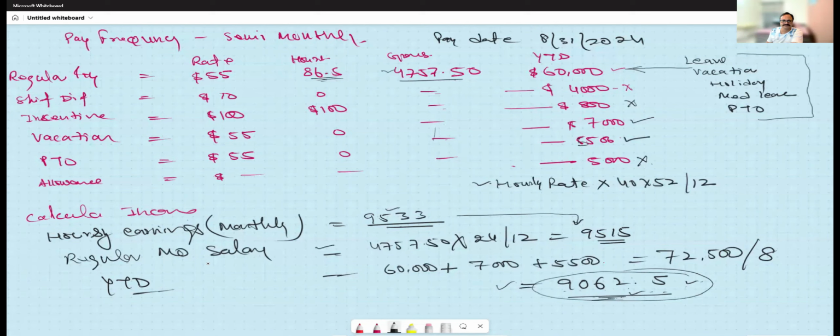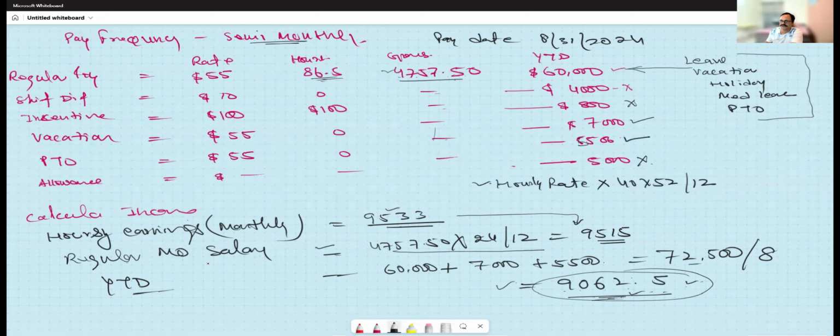Sir, can you just show the second one for one second? The regular monthly salary? Yes, that one. 4757.50 into 24 divided by 12. 24 because this is semi-monthly, right? Yes, sir. So every month you are going to receive 2 checks. So in the entire year, you will receive 24 checks. So divide by 12 and you will reach here.